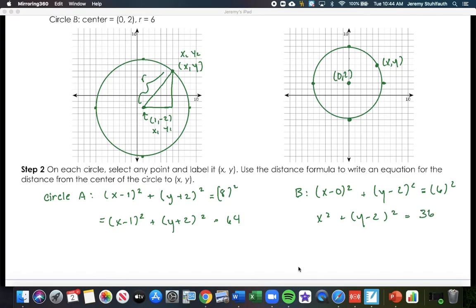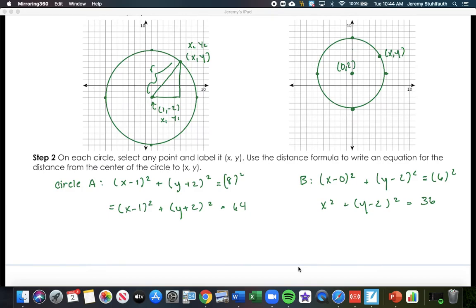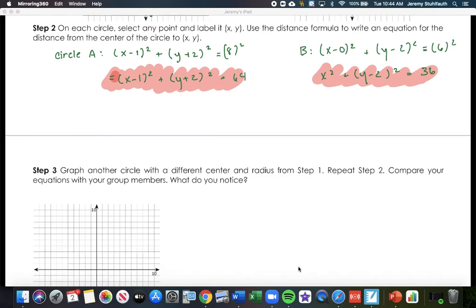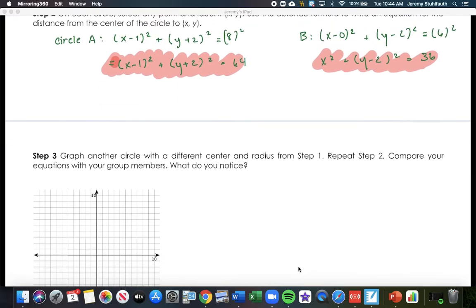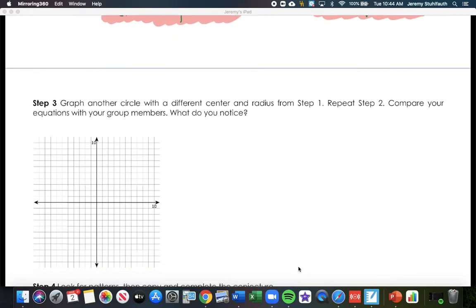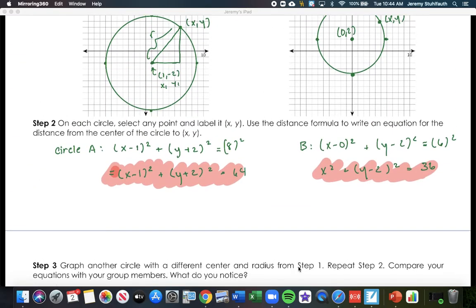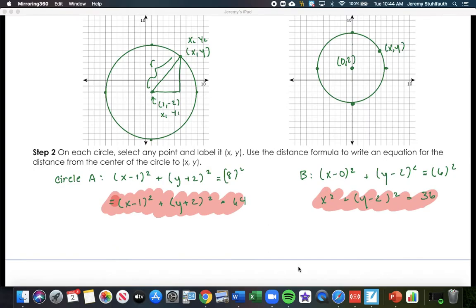So what you see here is we're able to come up with an equation for each of these circles using the distance formula. And so what I want you to do in step 3 is go ahead and create another circle of your own and try to replicate what we did with the distance formula up there and see what you notice. Now, what you should notice is that each of these equations, it's x minus something.